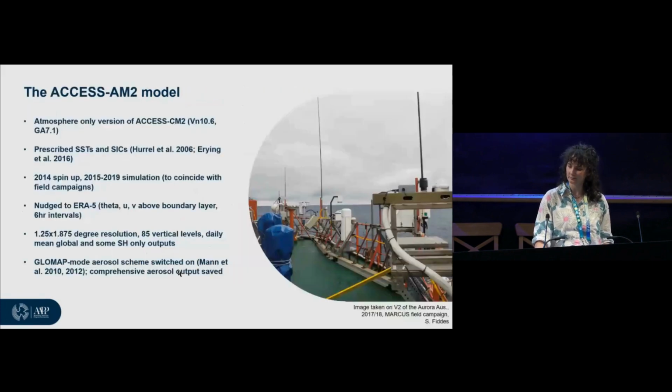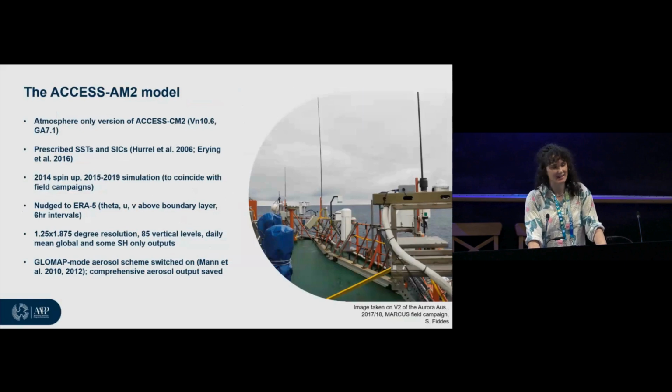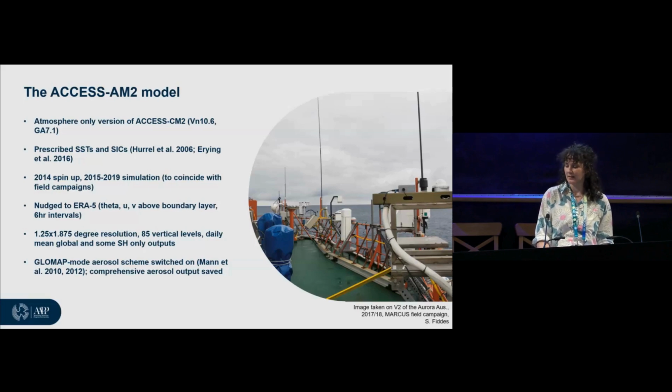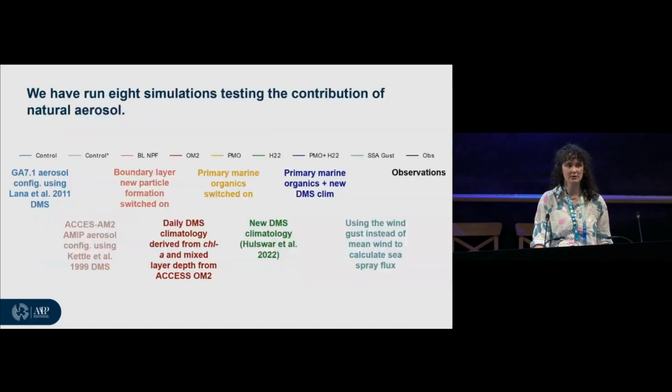The model that I'm using is ACCESS-AM2, so it's the CM2 model without an ocean. In the place of an ocean, we have prescribed sea surface temperatures and sea ice concentrations. It follows the AMIP protocol using the HadISST data sets. We're running from 2015 to 2019 to coincide with these field campaigns, and we nudged to ERA5 so that we can compare day for day. Our meteorology is as close to reality as we can get. And of course, we're using the GLOMAP aerosol scheme, which is turned on by default in CM2, but not in ESM, if you were interested.